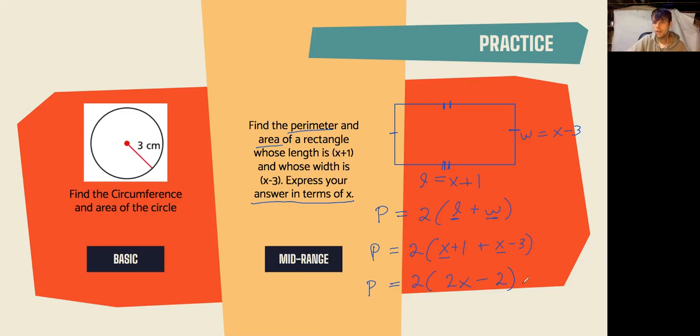And then I want to go ahead and double that. I want to distribute in this 2 on the outside. So my perimeter here should be 4x minus 4. So this is my perimeter in terms of x. That's it. That's all I can do with it. I can't actually solve for the perimeter because I don't know any other information about this problem.